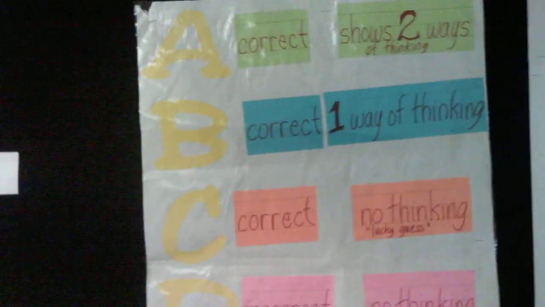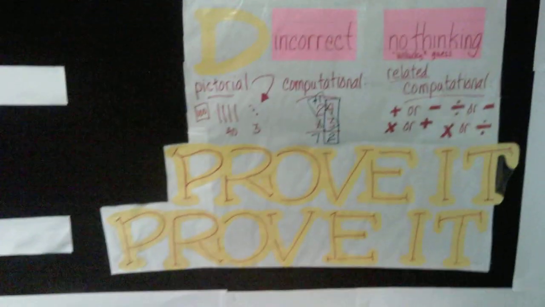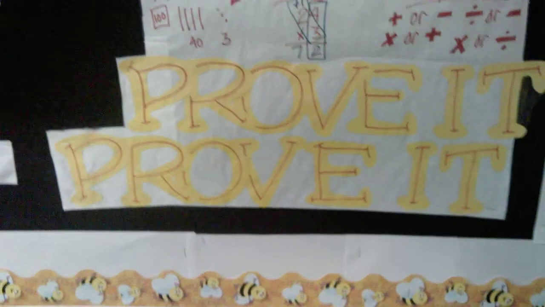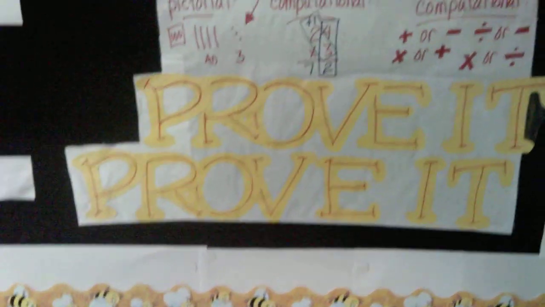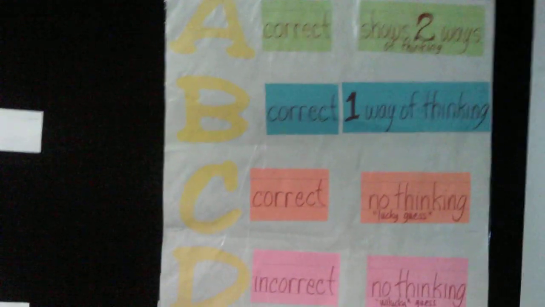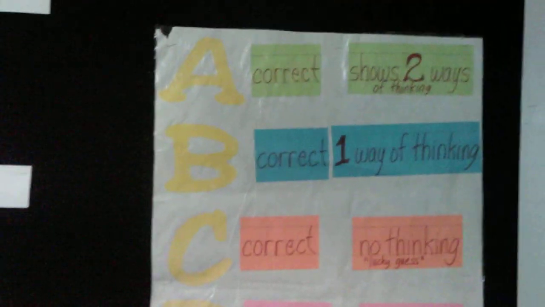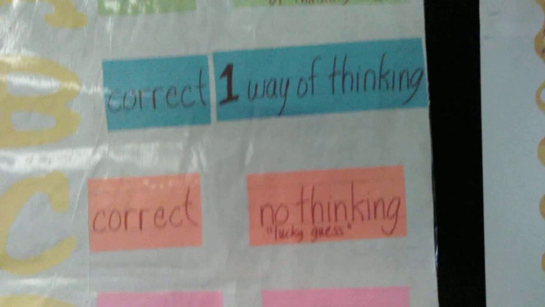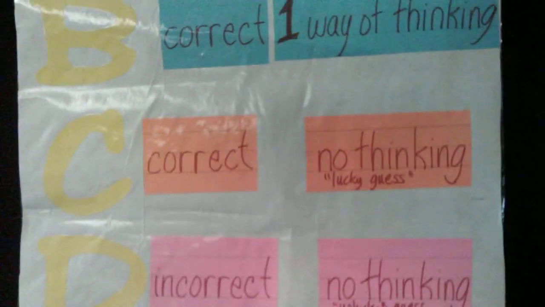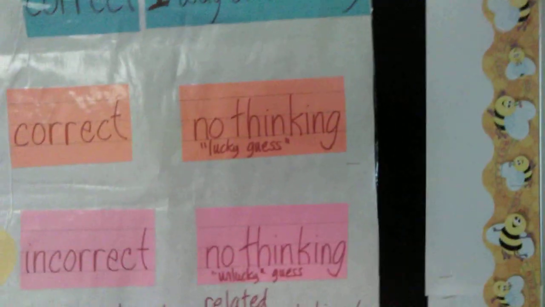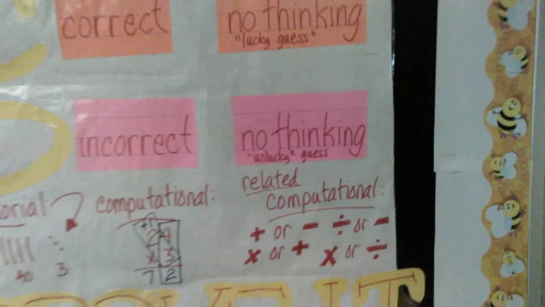And this is just something that I made last year as we were working through word problems, and so we called it Prove It, and just the different levels of word problems, and what a corresponding grade would be. So an A student is going to get the correct answer, and they're going to show it in 2 different ways. A B student is going to get the correct answer and show it in one way. A C student will still get it correct, but they won't have any thinking, or they'll just guess and they'll get it right because they're lucky. And a D is an incorrect answer, which is an unlucky guess and no thinking.